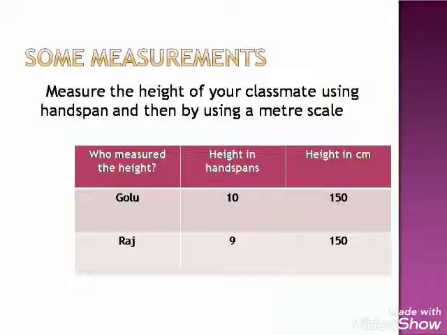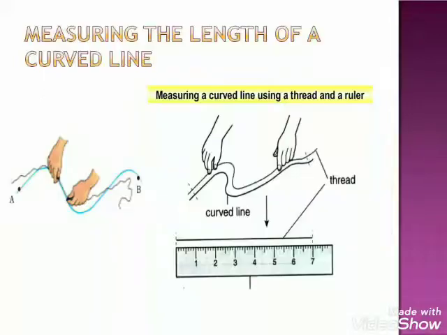Now we are going to measure the length of a curved line. We cannot measure the length of a curved line directly by using a meter scale. So we can use a thread to measure the length of a curved line. First, fix one point firmly. Place the thread on the curved line and note down the end point. Take the thread, put it on a scale, and behold, you have your reading.